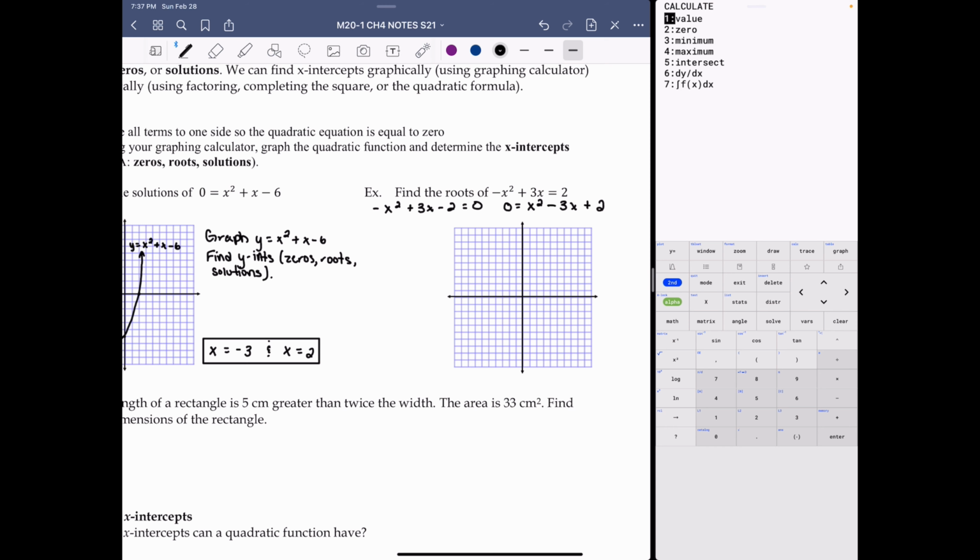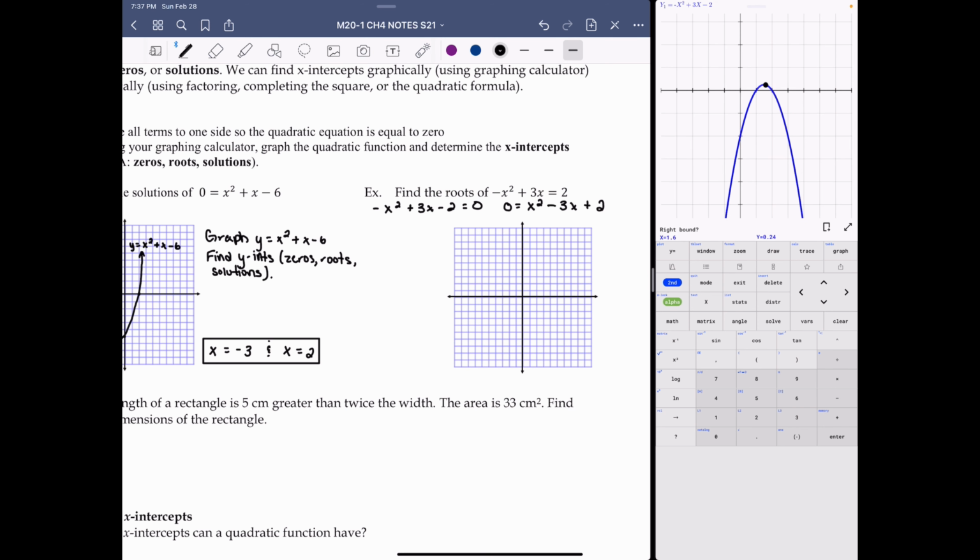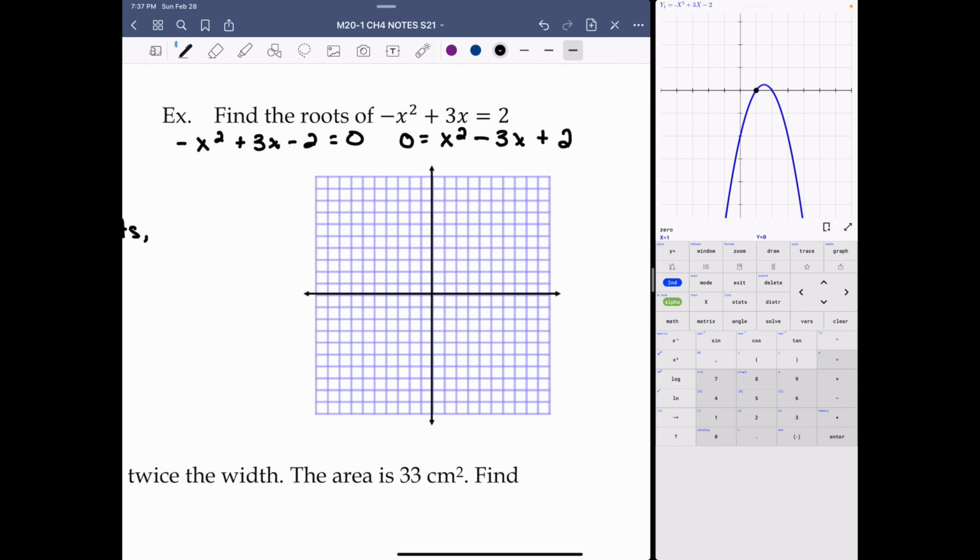Second trace, number 2. Left bound of the first one would be here. Enter. Right bound would be above, but make sure I'm between my two x-intercepts. So if I look there, I am between my two x-intercepts. Hit enter. Hit enter again if you need to, but it is at 1. Looks like the other one's at 2.